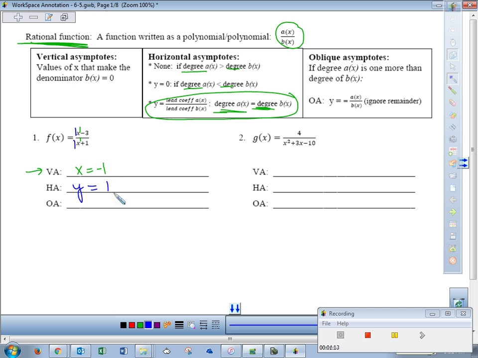Cool? And then for oblique asymptotes, they want to know if the degree of the numerator is 1 more than the degree of the denominator. It's not, right? The degree of the numerator is not 1 more, so that means that there are none in this situation.